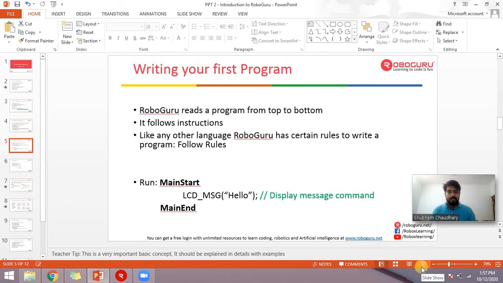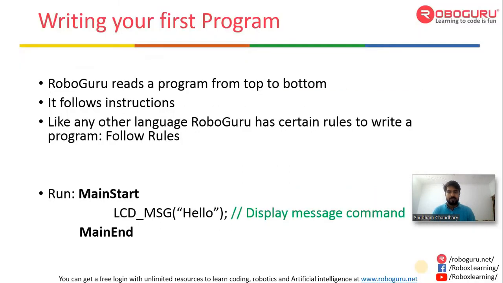Writing our first program. Okay, we'll try to write our first program. So how does RoboGuru read a program? First of all, RoboGuru reads a program just like human beings. It's going to read a program from top to bottom. It's going to read the first line, execute it. It's going to read the second line, execute it. It's going to read the third line, execute it. It's going to work like that: first line, second line, third line, fourth line, just like that.